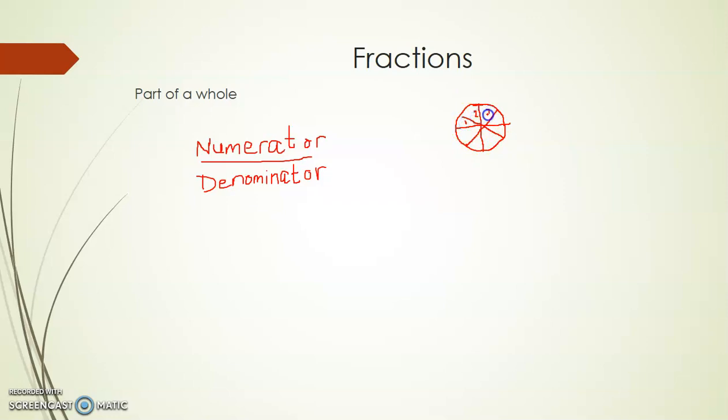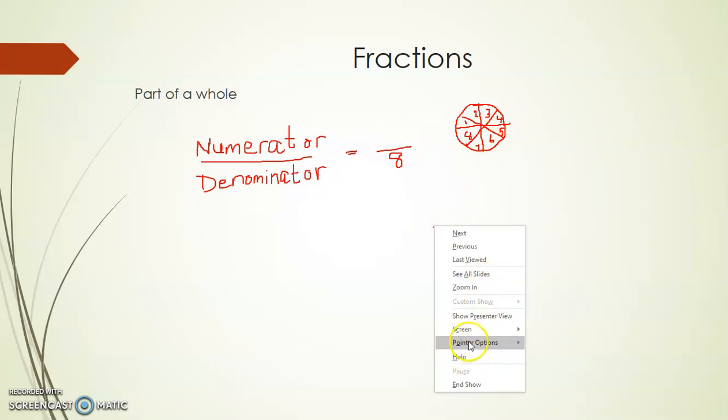1, 2, 3, 4, 5, 6, 7, 8. This whole is divided into 8 equal parts. So the denominator 8 ആണ്. The denominator is 8. So if we are considering 3 parts of this, ഇതിൽ നമ്മൾ 3 parts consider ചെയ്യണമെങ്കിൽ, we can write this fraction as 3 by 8.